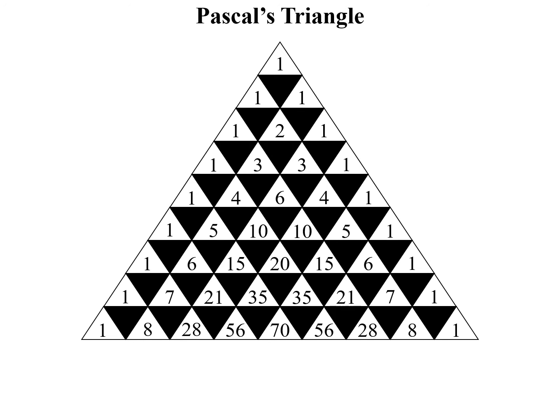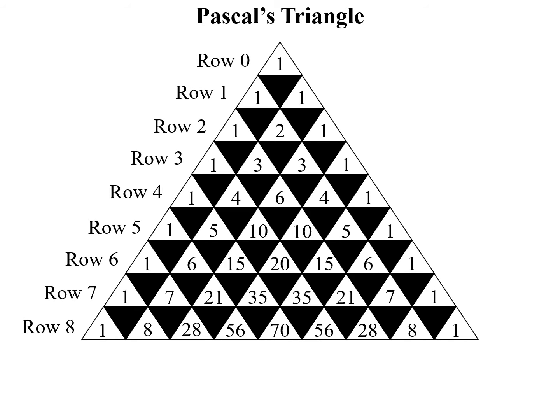The rows of Pascal's triangle have numbers associated with them. We start counting at 0, so the first row is row 0. The second row is row 1. The advantage to this labeling is that the row number of each row is exactly the second entry of that row. For example, row 8 has an 8 in the second entry. Row 50 has 50 in its second entry.